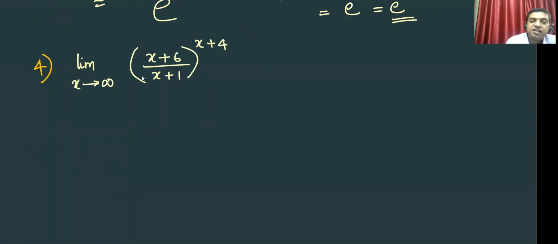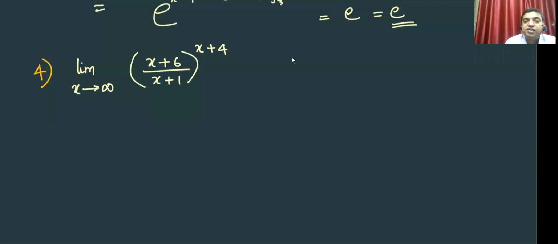So this is infinity by infinity, and the coefficients of x are 1, so this base goes to 1. The base goes to 1, and the exponent goes to infinity. Base 1 and exponent infinity, so you have to use the second result.